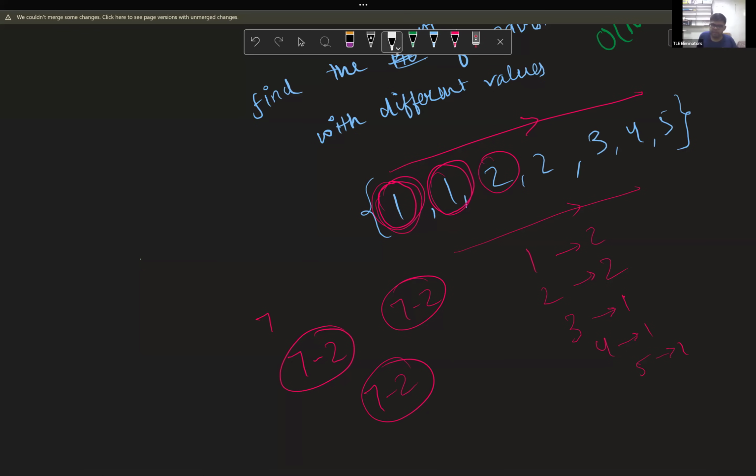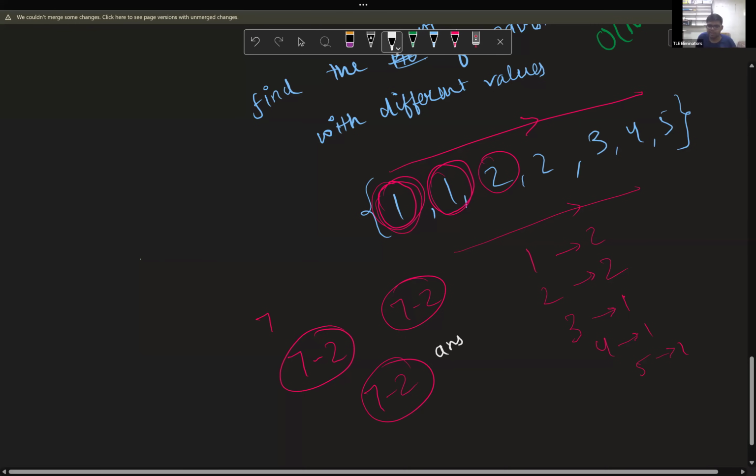So at the end of the day, once you figure out the complete number of different pairs of different elements, let's say it is answer, then you can just divide it by 2.